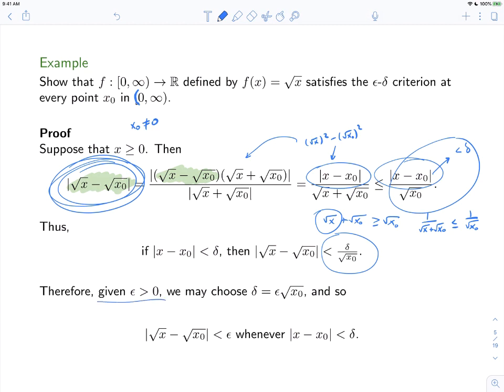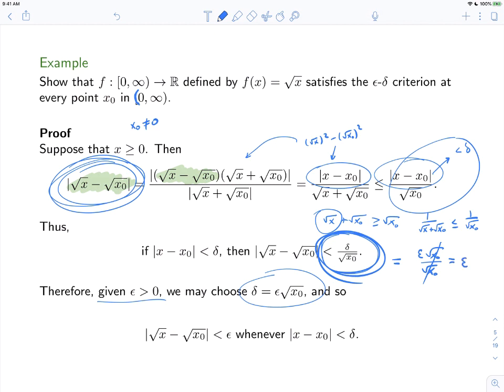So if epsilon greater than 0 is given to us, we choose delta to be equal to epsilon times the square root of x naught. And if that's the case, then the absolute value of the square root of x minus the square root of x naught is less than, well, what is it? It's less than this quantity, but actually it's equal because we're choosing delta to be equal. So this is equal to epsilon over the square root of x naught divided by the square root of x naught. And those square root of x naughts cancel and you're just left with epsilon.